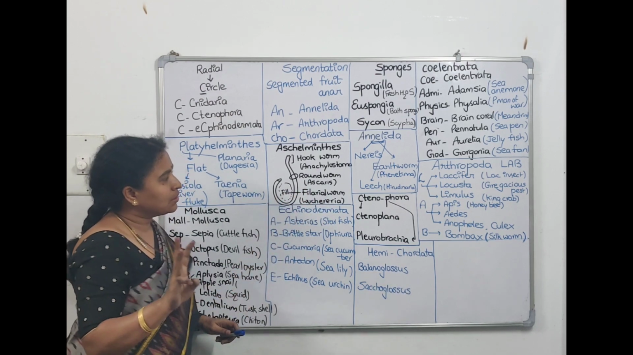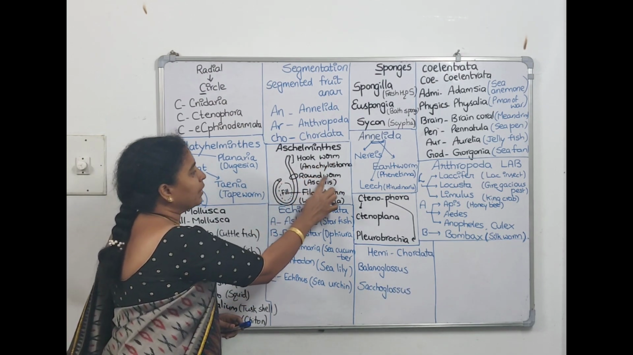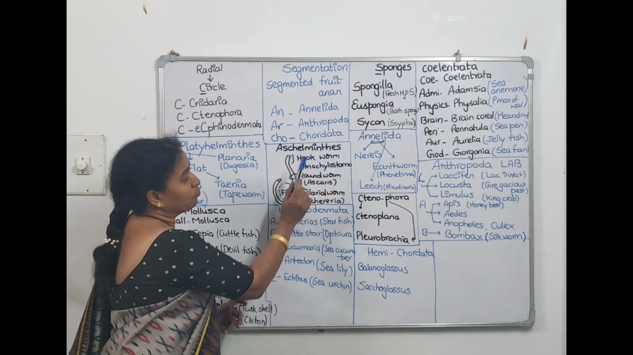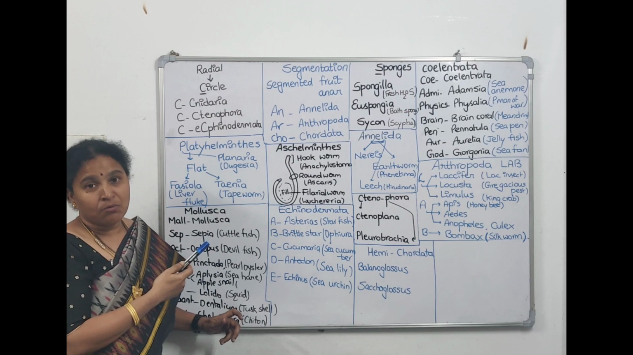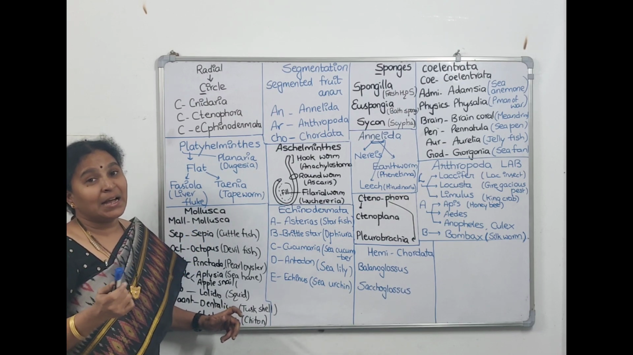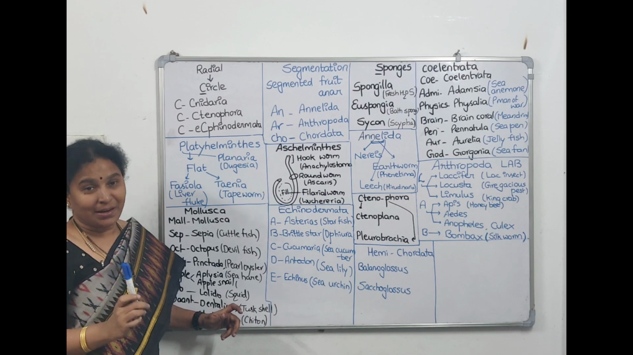So Aschelminthes, 3 examples are hookworm, roundworm, filarial worm. Hookworm is also called Ancylostoma. Roundworm, this is the roundworm diagram only. It's called Ascaris. Filarial worm, which causes elephantiasis, is called Wuchereria.